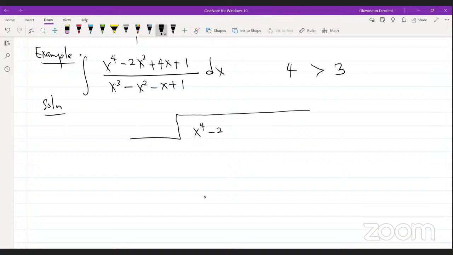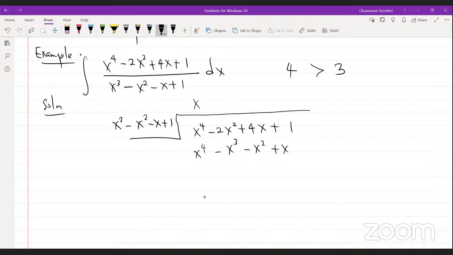x to the 4th minus x squared plus 4x plus 1, divided by x cubed minus x squared minus x plus 1. Okay, so how do I approach this? The first entry is x to the 4th. You start by doing x to the 4th divided by x cubed. You just have x, right? Multiply, you have x to the 4th minus x cubed minus x squared plus x.